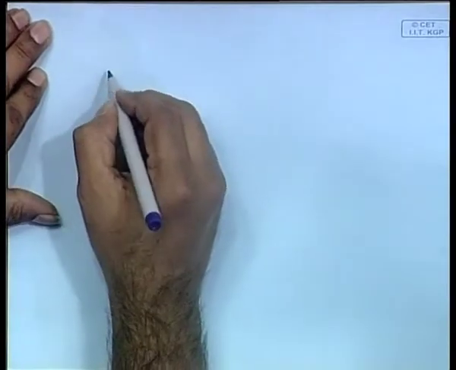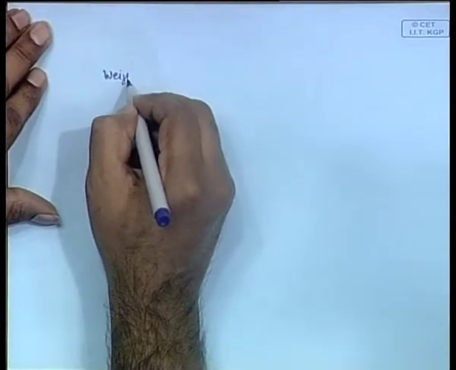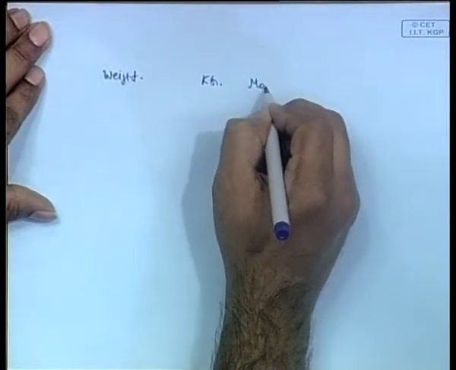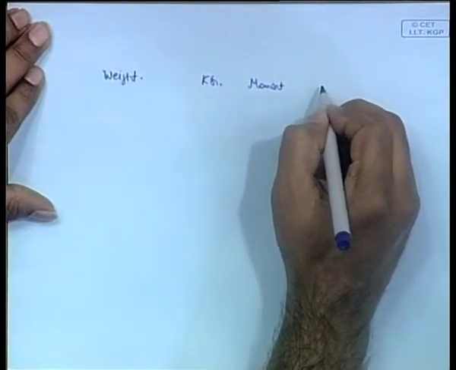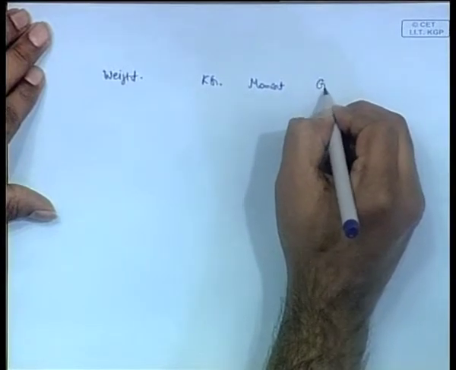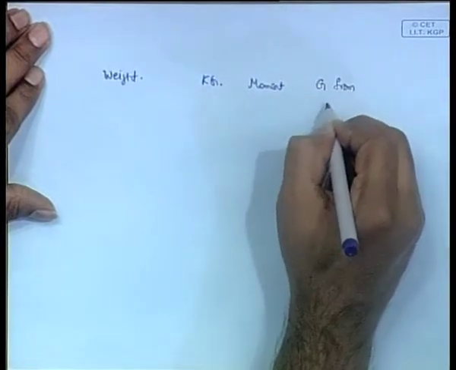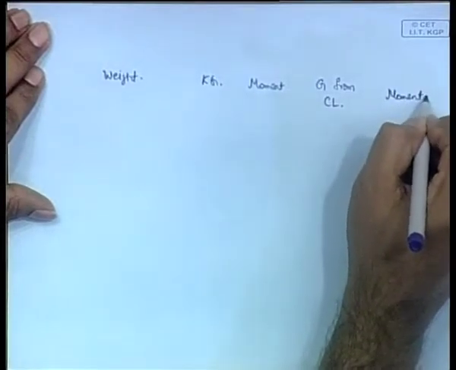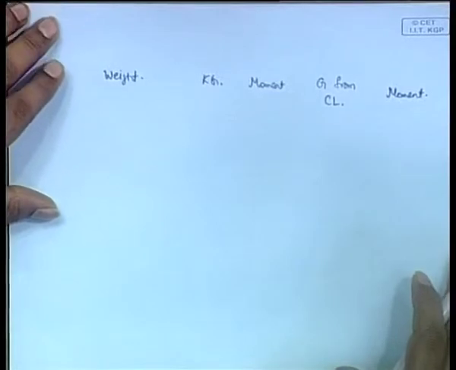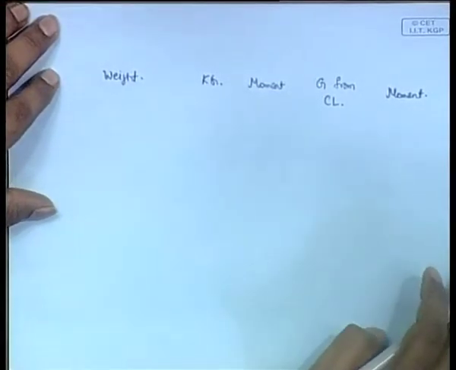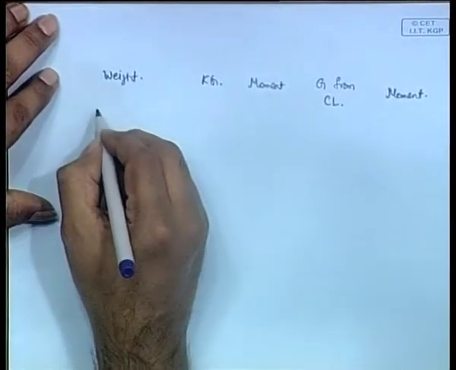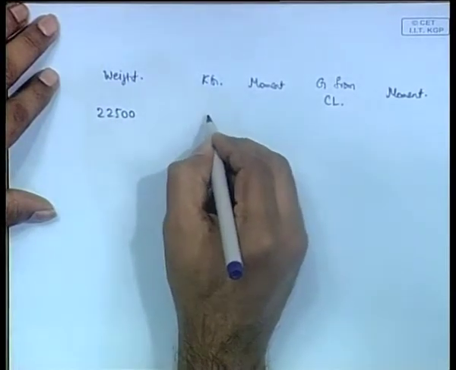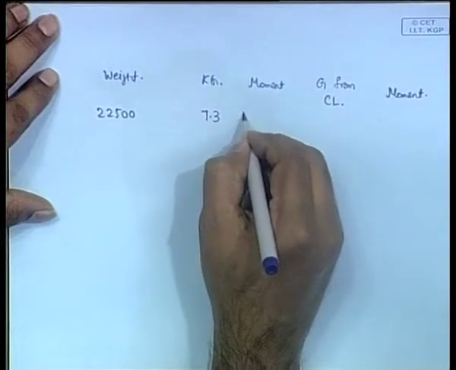Such a problem, this is the usual method. So, you have the weight, kg, moment, then distance from center line, then the moment. This is the moment for the horizontal motion and one is the moment for kg. So, initially you have the weight 22,500 tons and you are told the kg. So, this you can calculate.